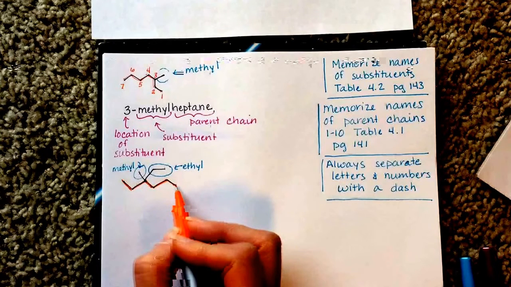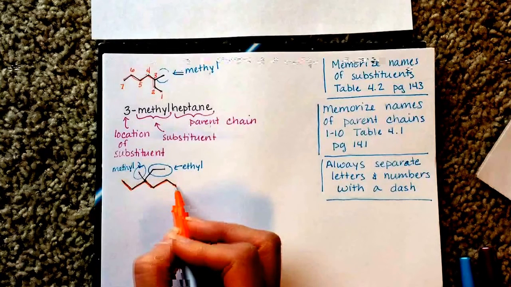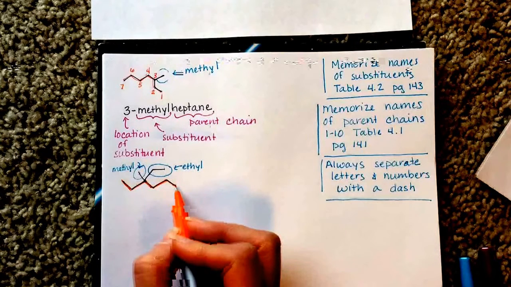Next step is to name our substituents. Looks like we have 3 methyls on here, and we have a 3-carbon substituent, which is called propyl. Step 3 is to number our parent chain so that our substituents have the lowest possible number. If we go from left to right, our substituents are going to be on 3, 4, 5, 6. If we go right to left, they're going to be on 2, 3, 4, 5. So let's go right to left.